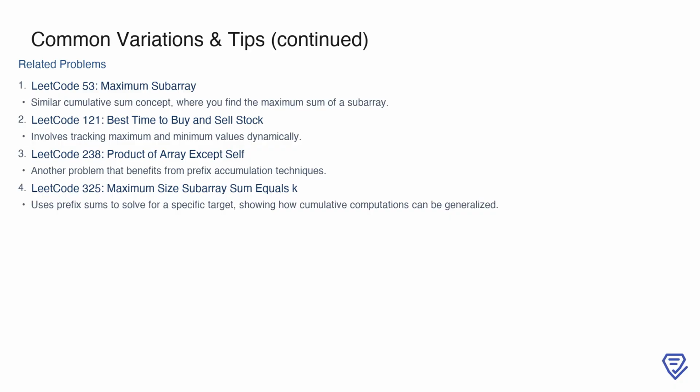LeetCode 238, Product of Array Except Self, demonstrates how prefix accumulation can be applied in a different context, calculating products instead of sums. Lastly, LeetCode 325, Maximum Size Subarray Sum Equals K, highlights how prefix sums can be generalized to solve for specific targets, reinforcing the versatility of this technique across a wide range of problems.